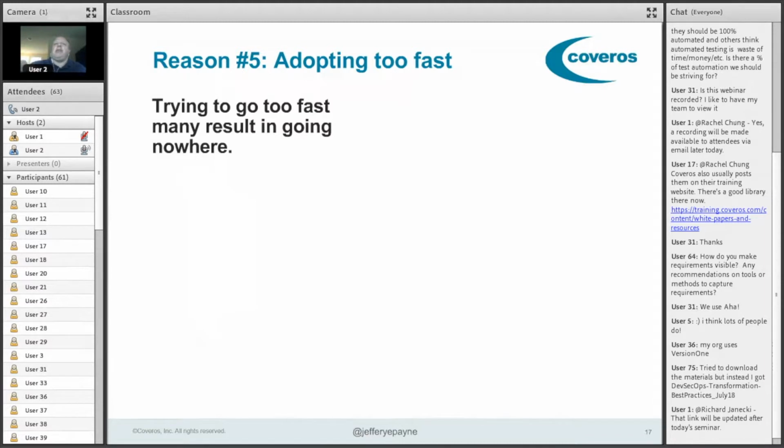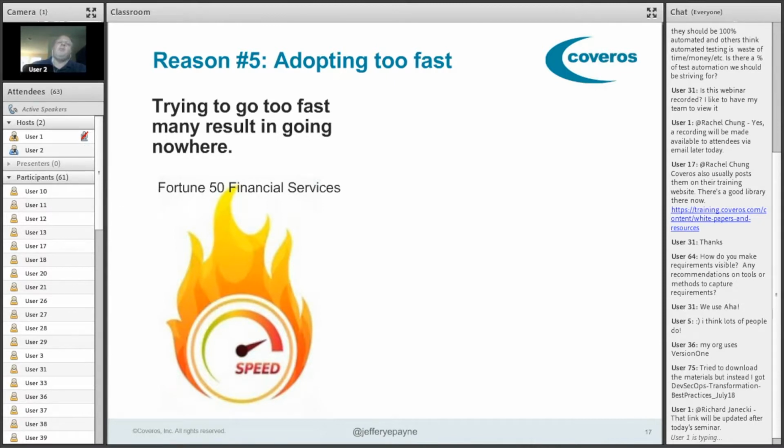Last but not least is what I call adopting too fast. I just wrote an article on this. So of course, Agile and DevOps is partially about speed, but interestingly enough, if you try to go too fast, oftentimes it results in going nowhere, right?